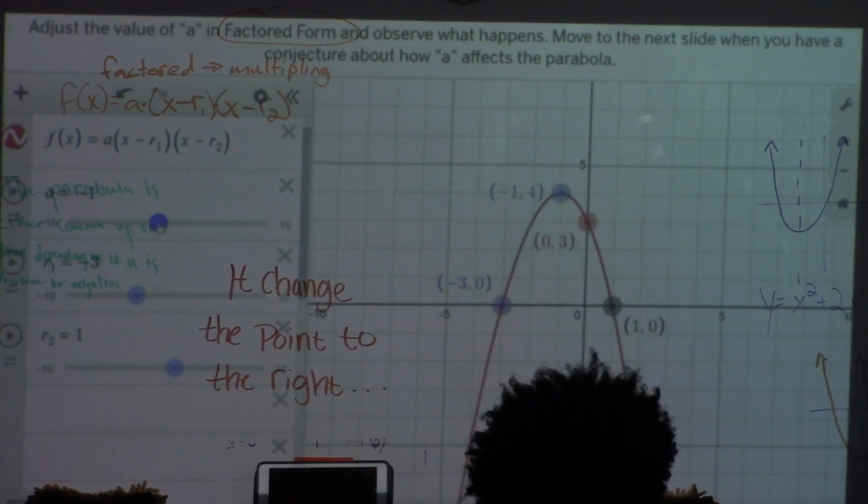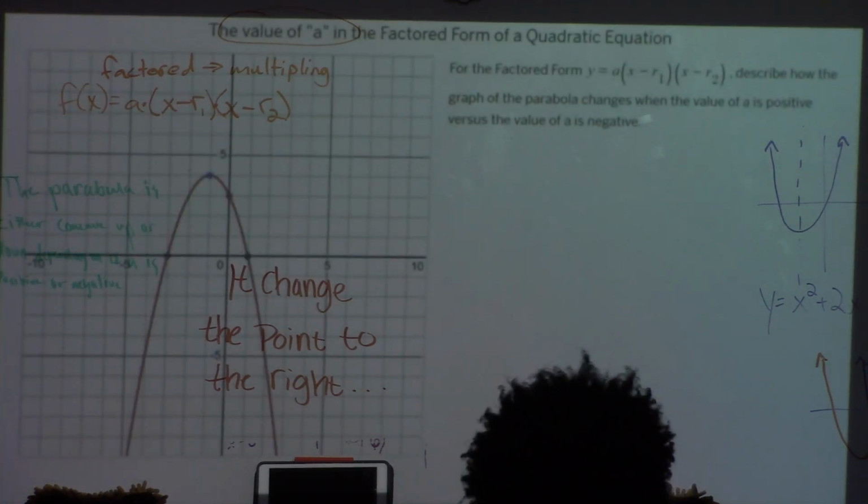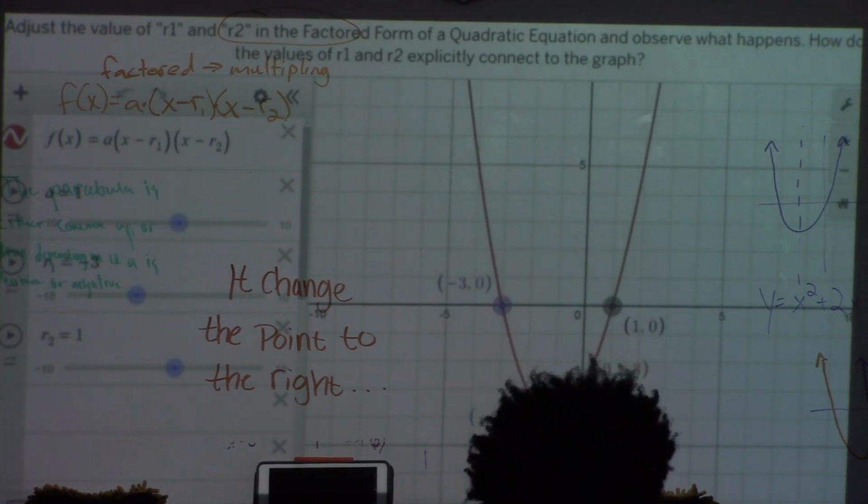So we can't say a parabola is positive or negative. That parabola is concave up or concave down, okay? So be careful about that, but A controls the concavity. That's what we should have said for slide 8. And then we move to slide 9.